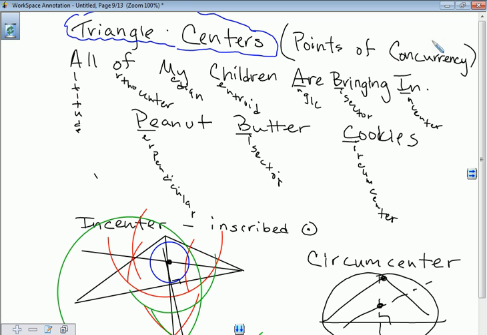My children, medians. A median goes from a vertex to the midpoint of the opposite side. The intersection of two medians gives me the centroid. Are bringing in angle bisectors, which gives me the incenter. The incenter is the center of a circle that is inscribed inside of a triangle.